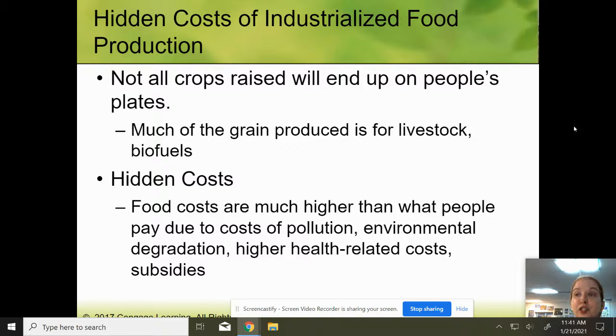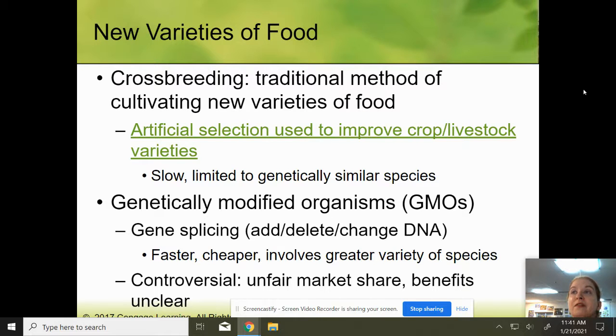So it makes that cheaper, but it's really not. We have various new varieties of food. So you can have crossbreeding, traditional methods of cultivating new varieties of food. Various artificial selection is used to improve crop or livestock varieties. So you take the tomatoes that are the biggest and you take a plant with a lot of tomatoes on it, and you breed them together, and then you get a lot of big tomatoes on the plant. So artificial selection turns what foods used to be like into the foods we have today.